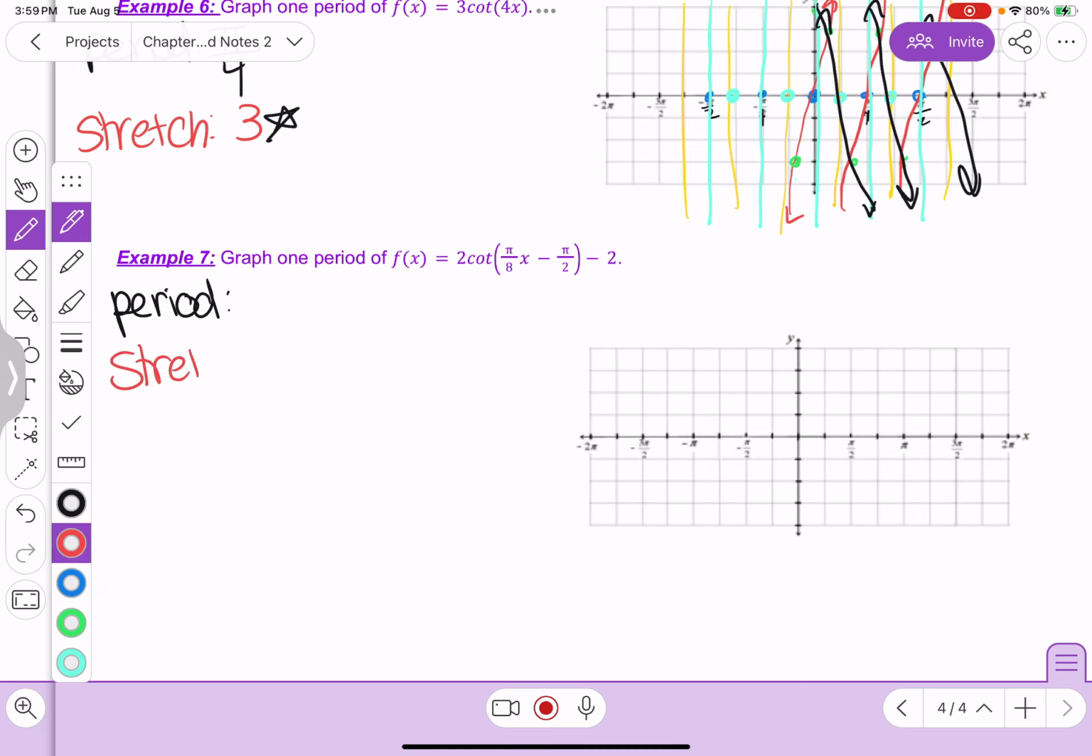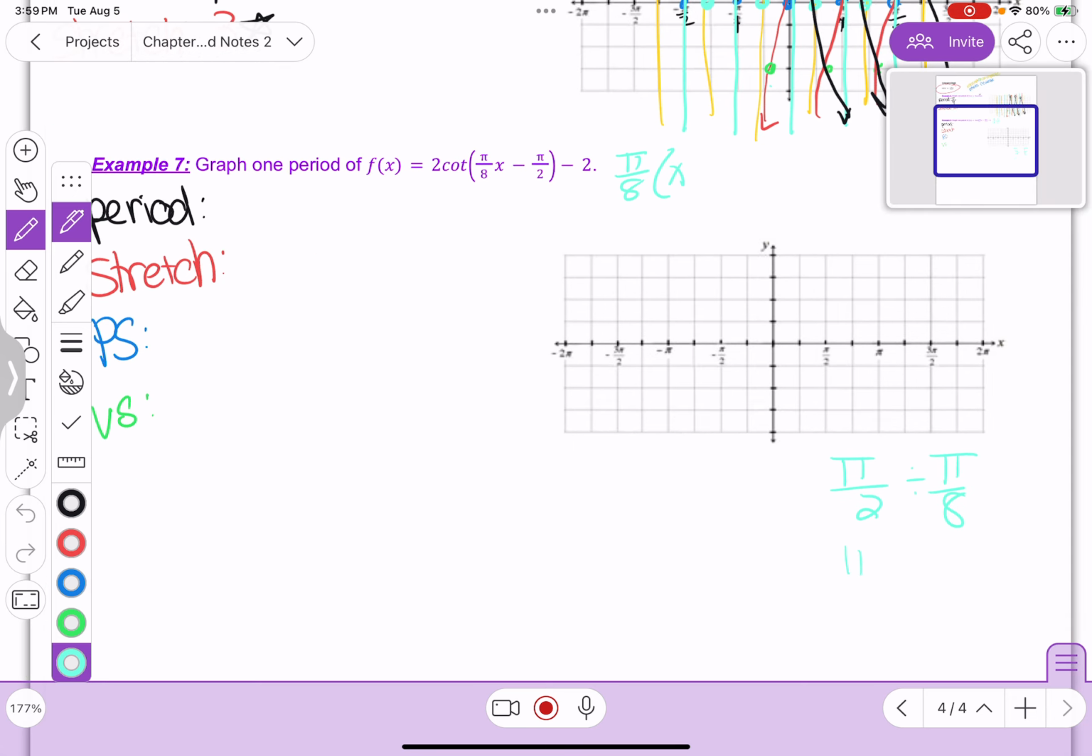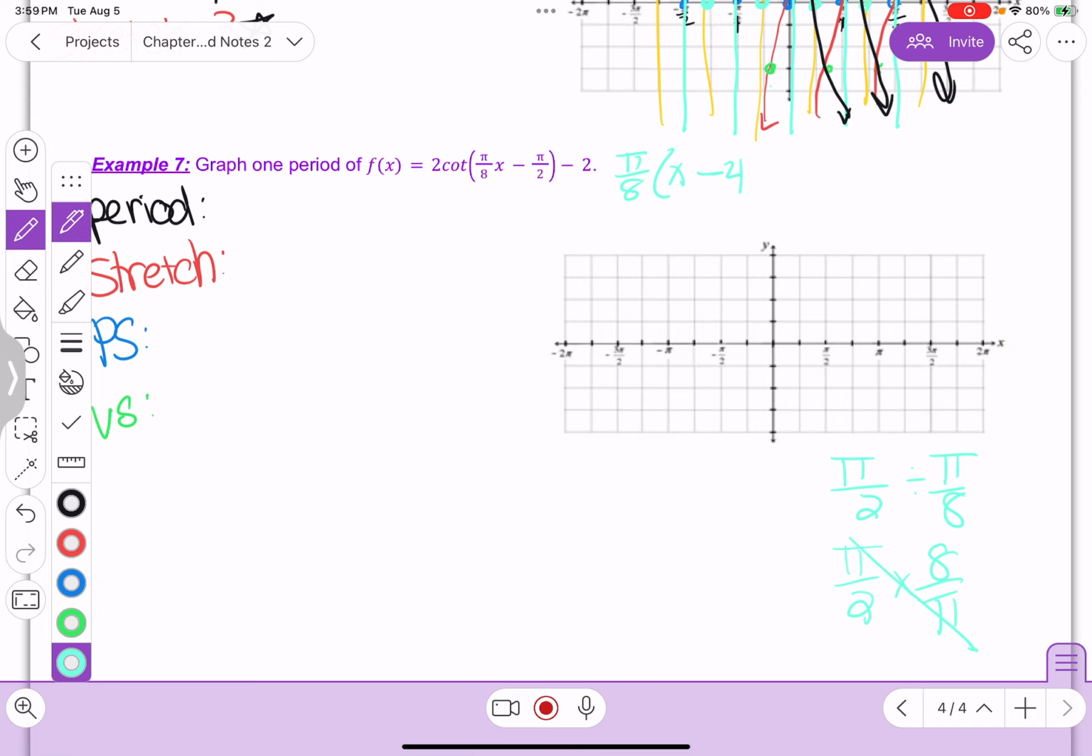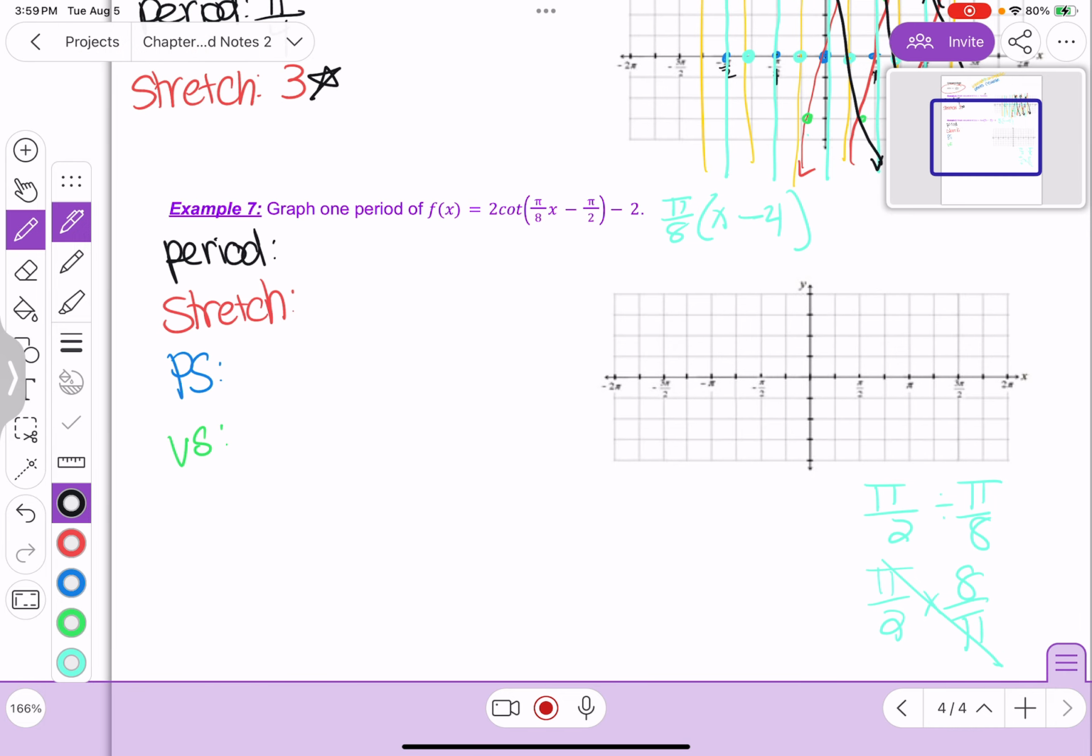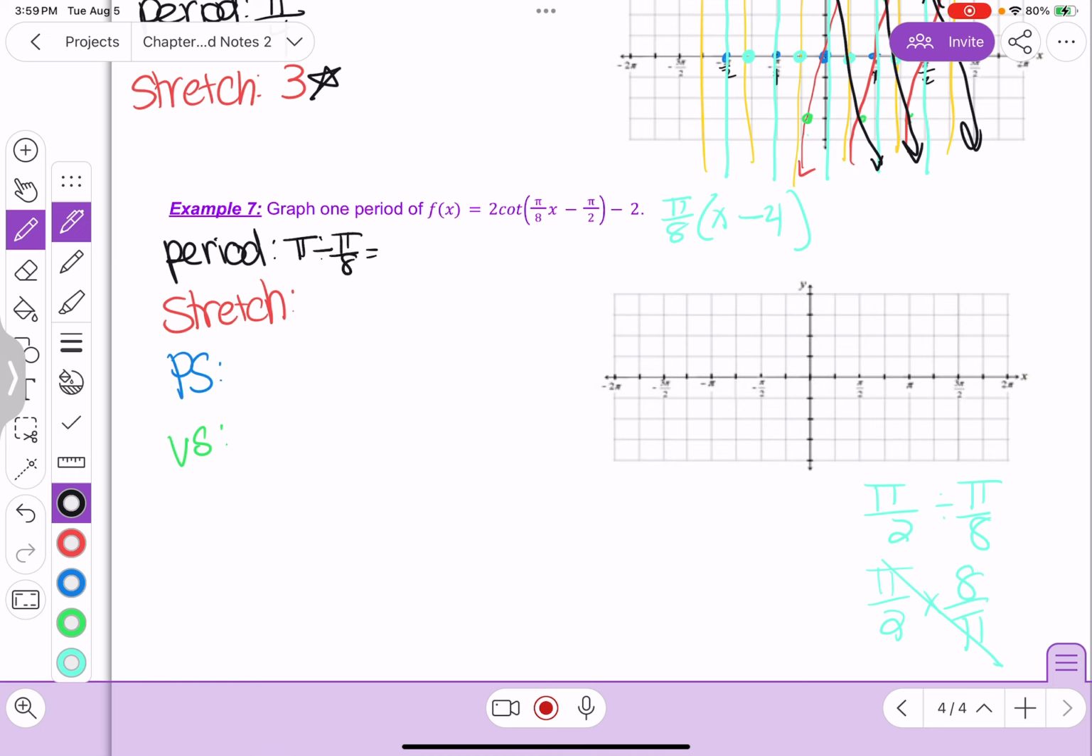So period, stretch factor, phase shift, vertical shift. Before we do anything, we need to factor out that pi over 8. So pi over 2 divided by pi over 8 becomes pi over 2 times 8 over pi, which becomes 4. All right. So my period is pi divided by pi over 8, which is pi times 8 over pi. So the period is 8.